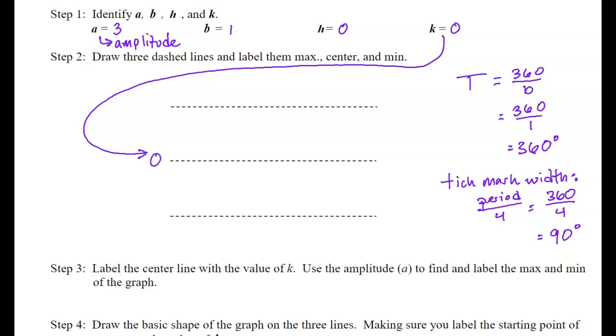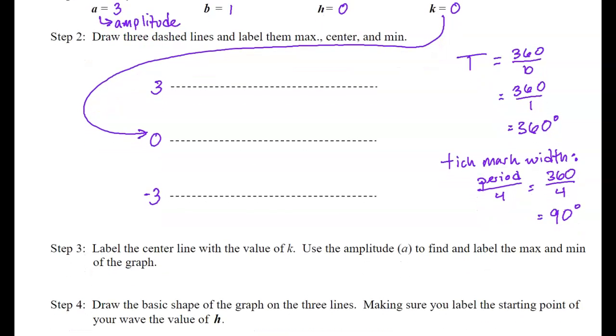And then you use your amplitude to label the max and the min, because the amplitude is the height from the center line to the max. So if my amplitude is 3, what number am I going to put on that top dotted line? Yeah, the distance between the center line and the top is 3. What am I going to put on the bottom line? Yeah, the exact opposite, -3.